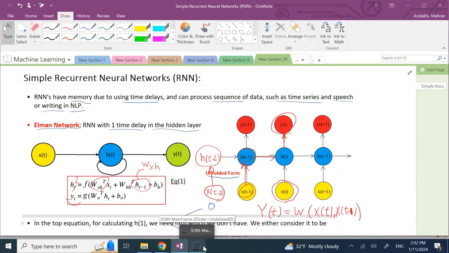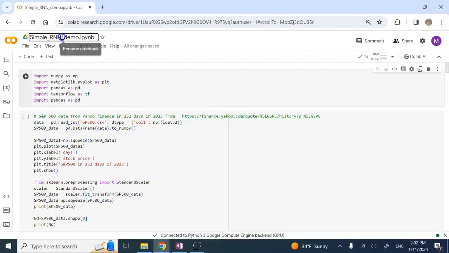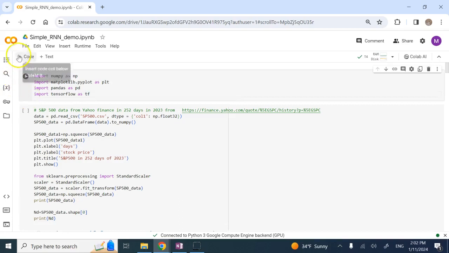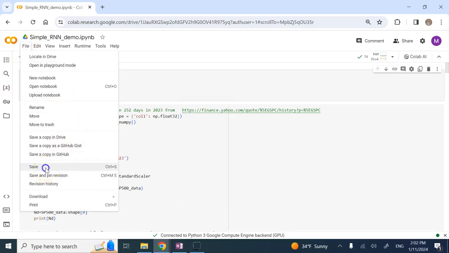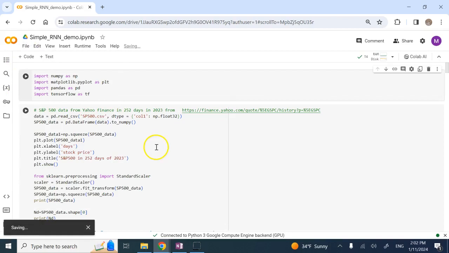Now that I explained the theory behind it, it's time to look at some TensorFlow code. Here is a simple RNN demo TensorFlow code that I wrote. You need matplotlib, NumPy, Pandas, and TensorFlow, and it seems like I brought in Pandas in two places. Sometimes you miss. I guess I copied it twice.